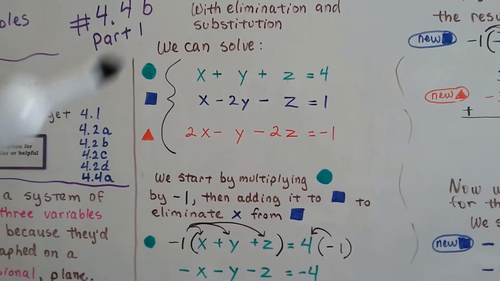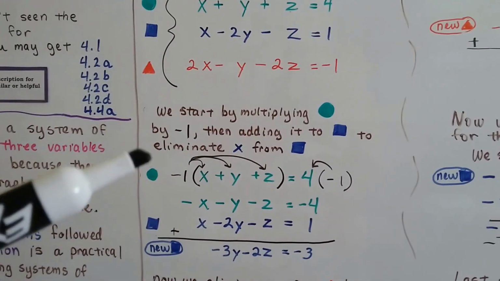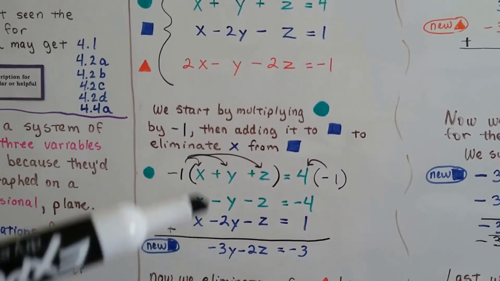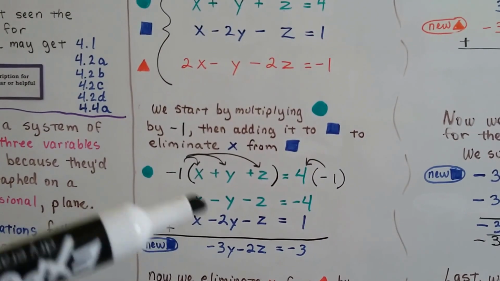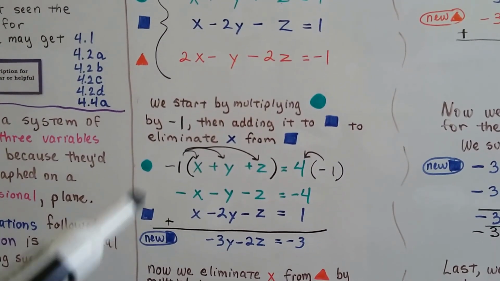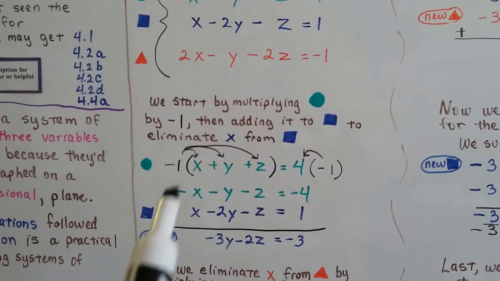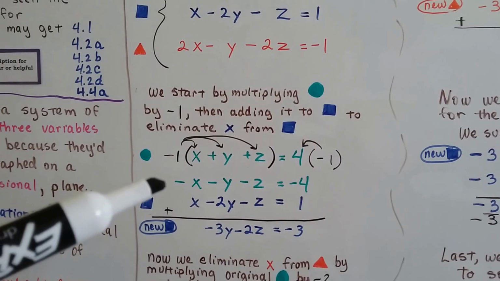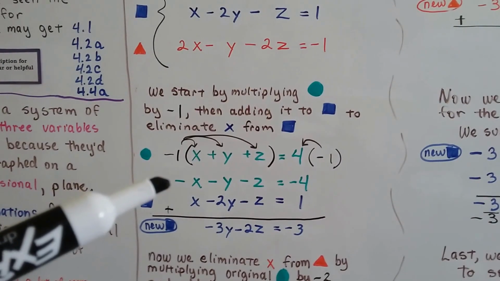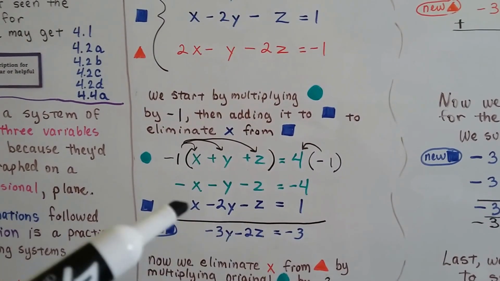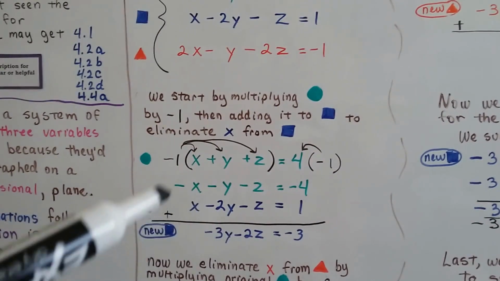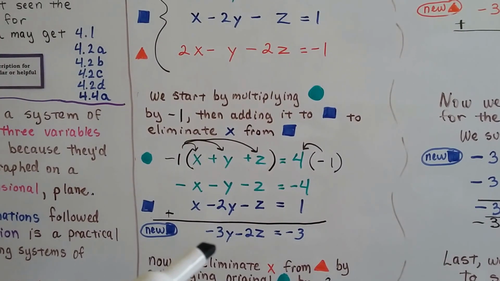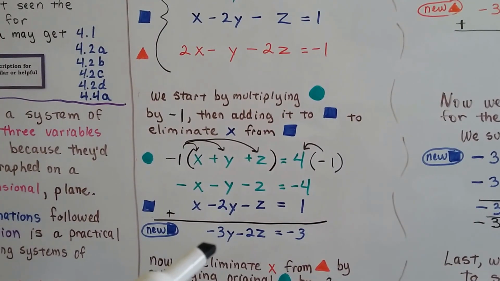So let's do it to the green one. So we're going to multiply that green equation by a -1, and then we're going to add it to the blue one to create that 0 pair and eliminate that x, all right? So we distribute that -1 into every term, including that 4 back here. And we get -x minus y minus z equals -4. Now when we add it to that blue equation, we eliminate the x, and we have a new blue square equation of -3y minus 2z equals -3.